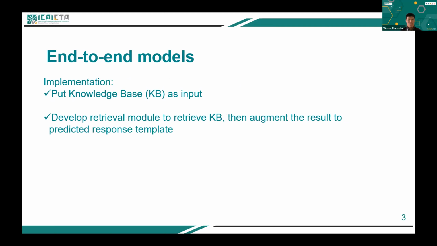For end-to-end models, there are two main ideas for developing them. The first one is to put the knowledge base directly as an input to the models. And the second one is to develop a retrieval module to retrieve from the knowledge base, and then augment the result of the knowledge base into the response template generated by the model. The knowledge base here is knowledge that is relevant to the dialogue system. For example, if it's restaurant booking, then it's the information about the restaurants.